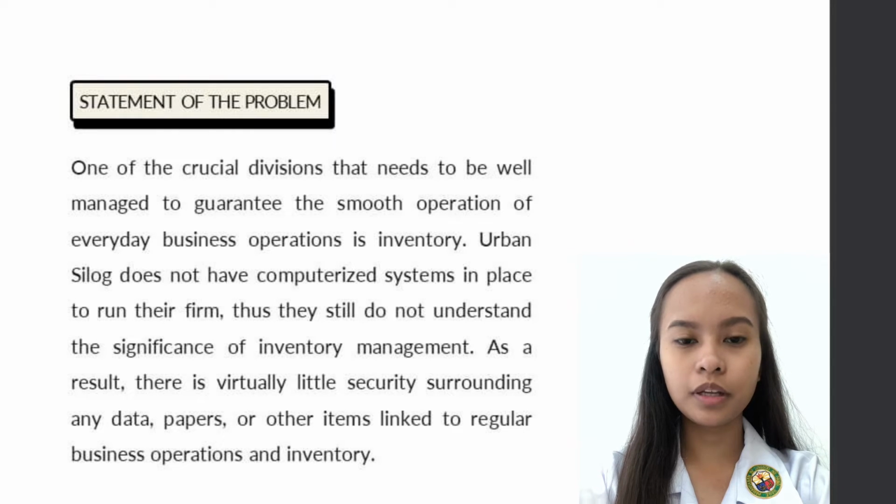Statement of the problem. The business does their physical counting of stocks and sales manually. Technically, Urban Silog is only using a manual system that may cause duplication of documents.